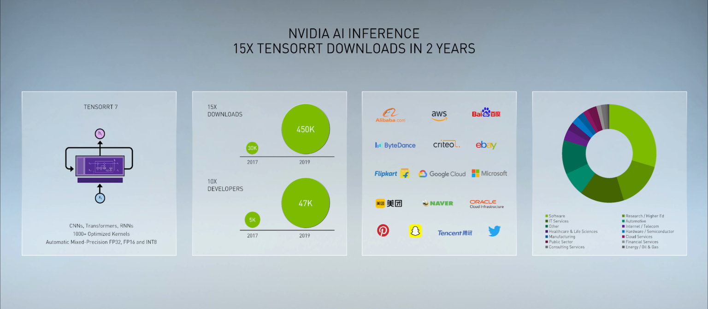TensorRT 7 includes over 1,000 optimized kernels. And in fact, our developers could do the same for themselves and create all kinds of custom kernels and custom neural networks. We support precisions from FP32, FP16, all the way to 8-bit and 4-bit integer.